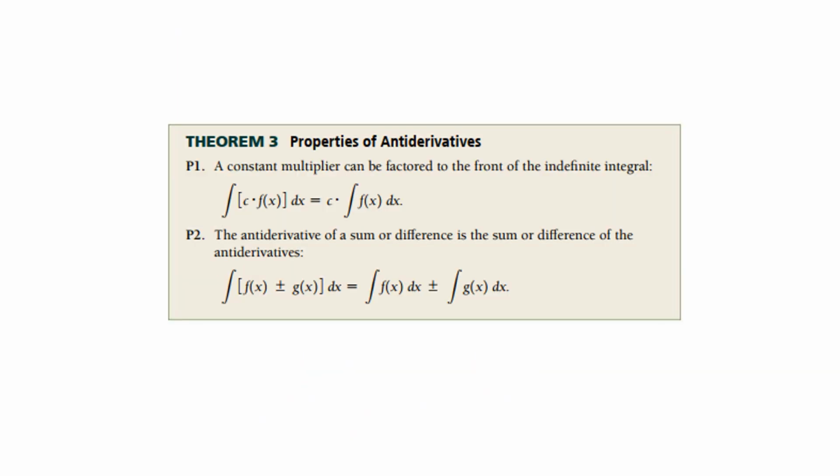We have our properties of antiderivatives. Again, these are very similar. When we have a constant times the function, we can bring it out front to use it. And if we are adding or subtracting two functions, we can separate them if that makes it better for us. I'm just going to do some examples of ones that I think might give you some trouble.